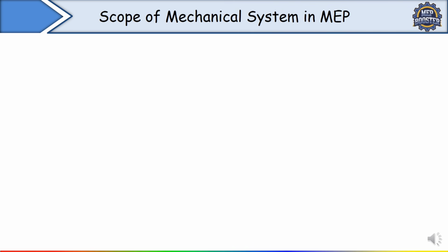Now here we have to discuss the next topic, the scope of the mechanical system in MEP. The scope of the mechanical system within MEP refers to the specific responsibilities and components that fall under the domain of mechanical engineering within building services. So here I will show you the detailed overview of the scope of the mechanical system in MEP. So in that, the first is heating, ventilation and air conditioning.